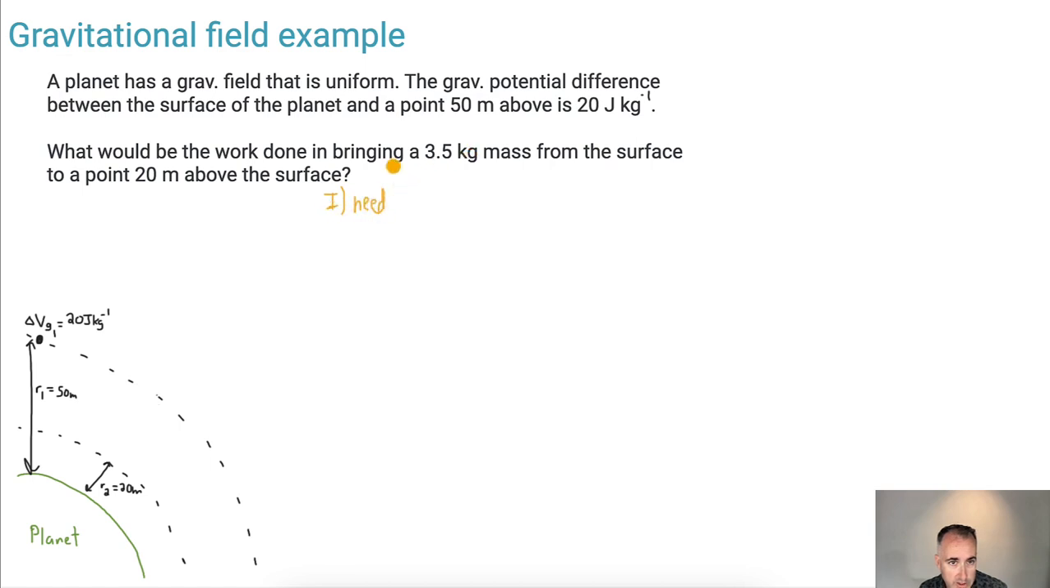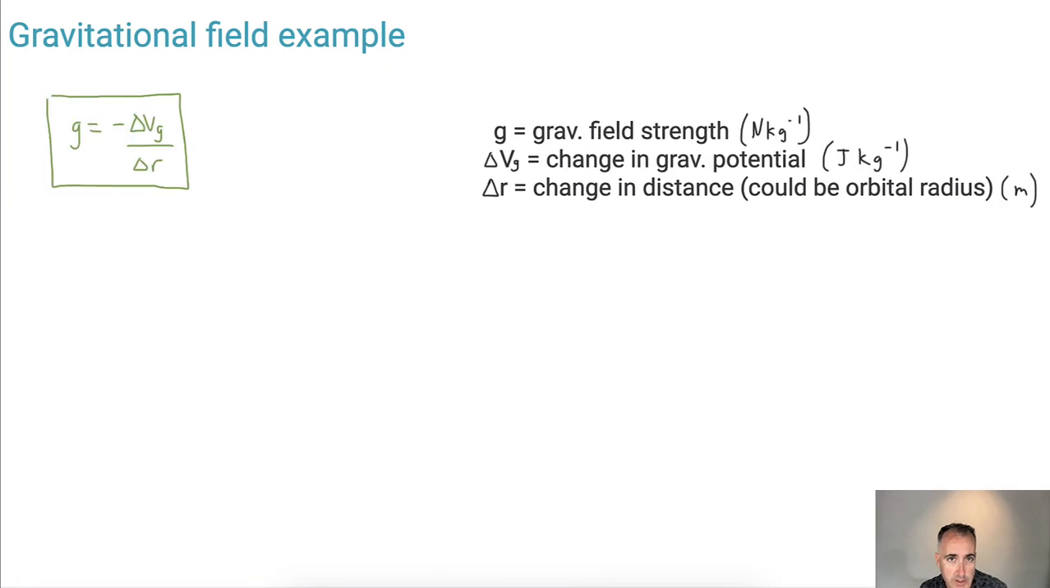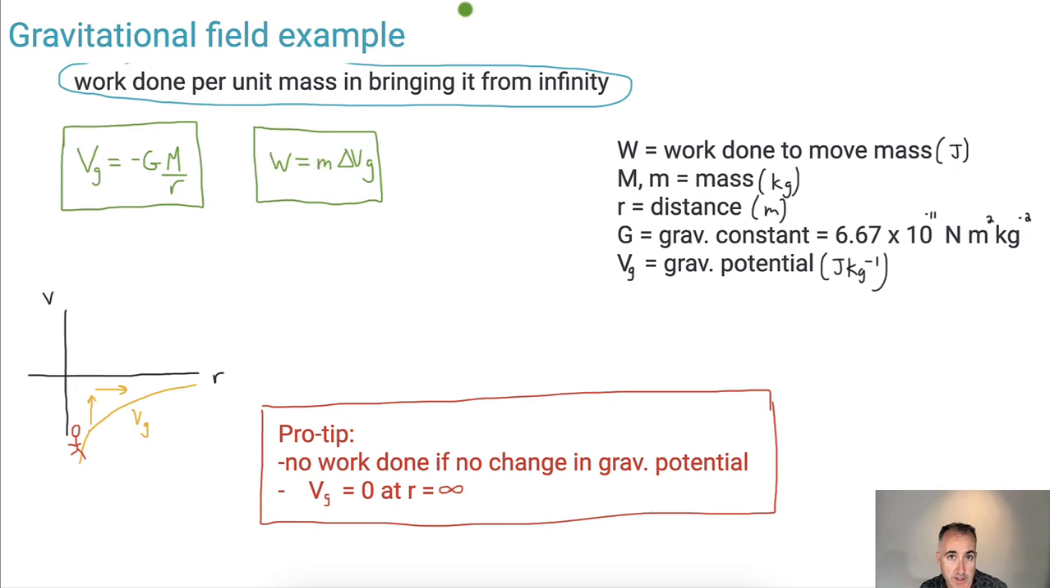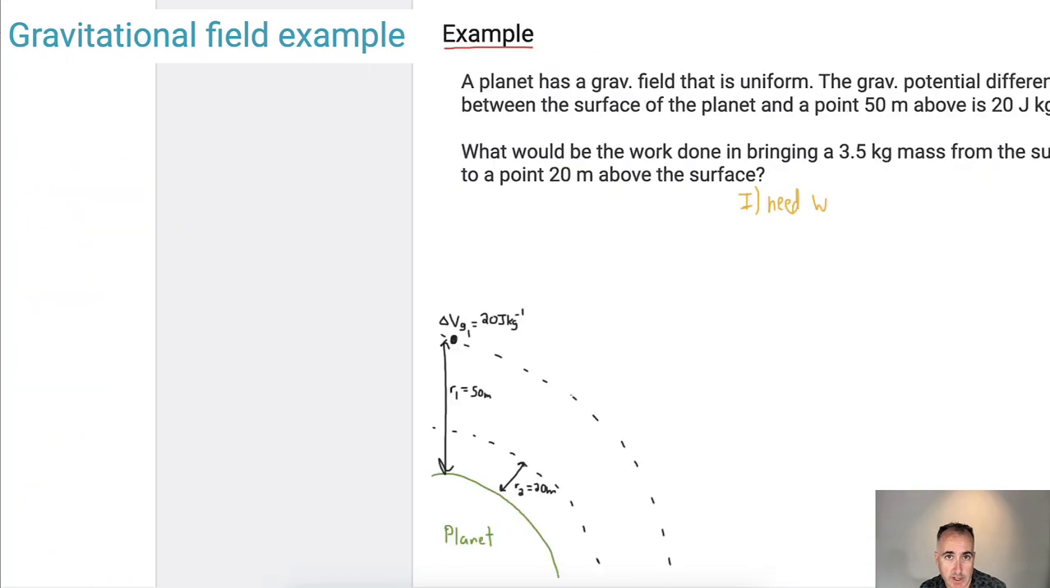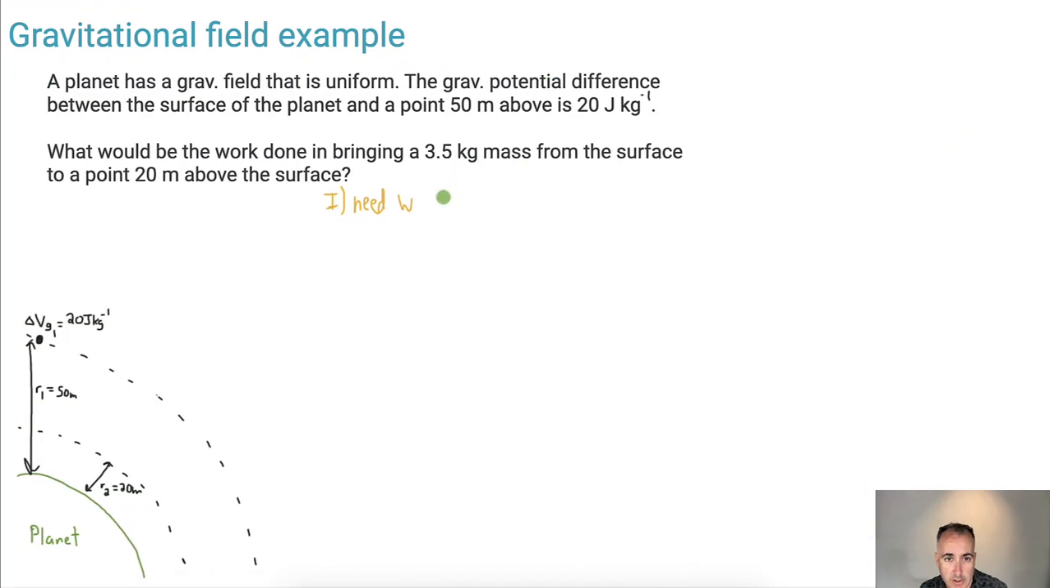We're going to need the equation for work. So how do we do that? Well, let's go find the equation for work. It goes like this. Remember, it's over here. Work is equal to m delta Vg. So that's good. We're just going to write that down here. So W equals m times delta Vg. Now, step two, we're going to need to do something about G here, or something about the gravitational field.